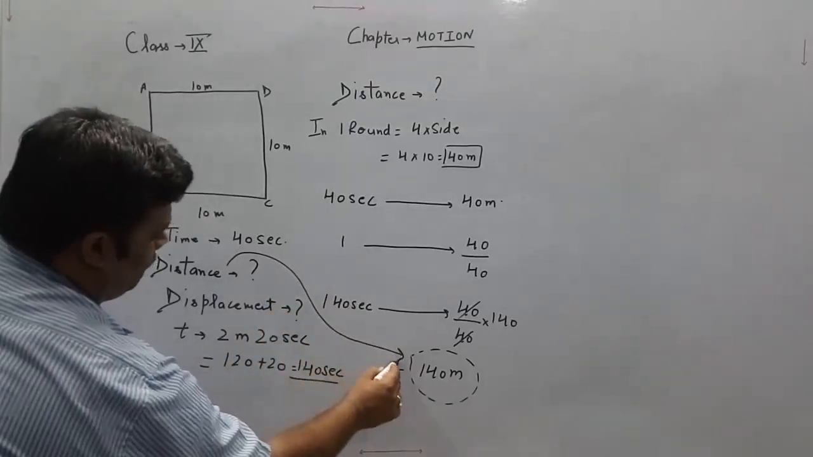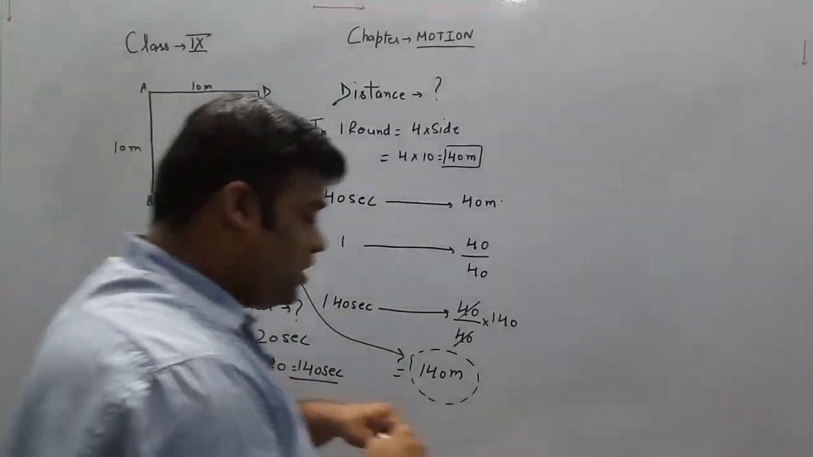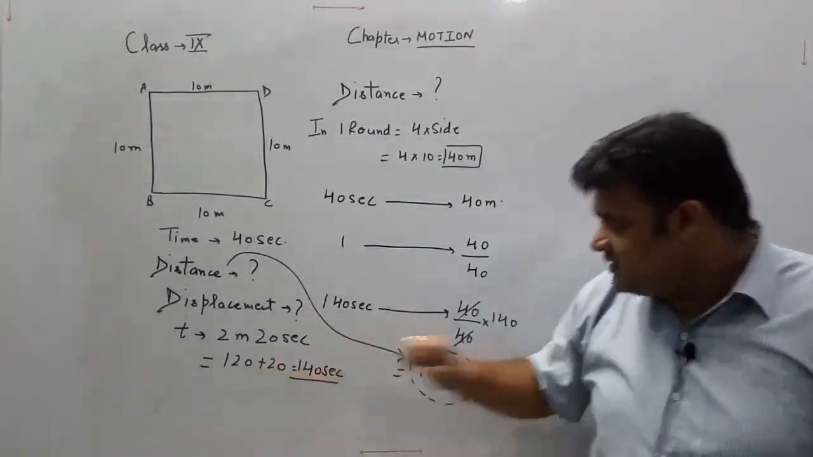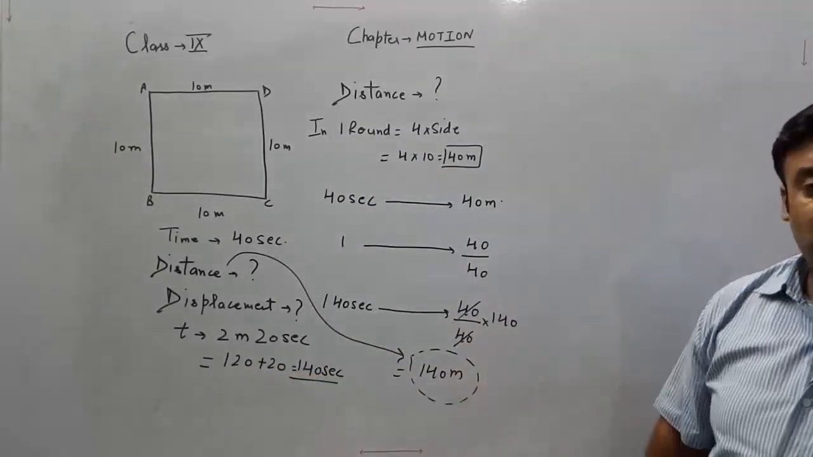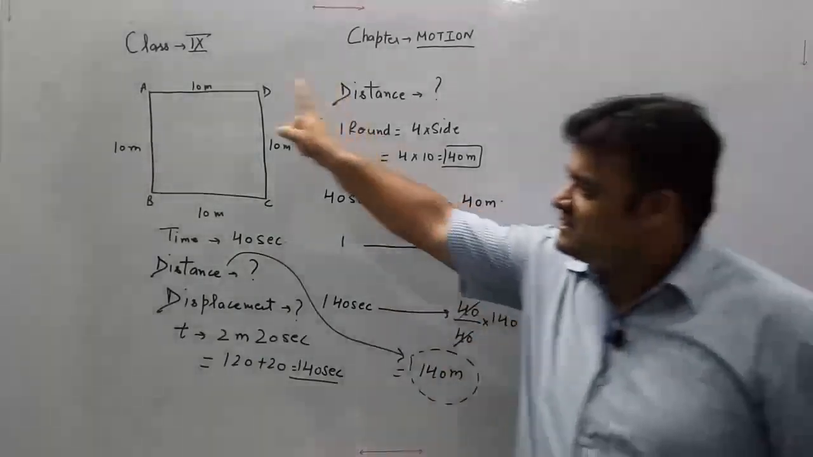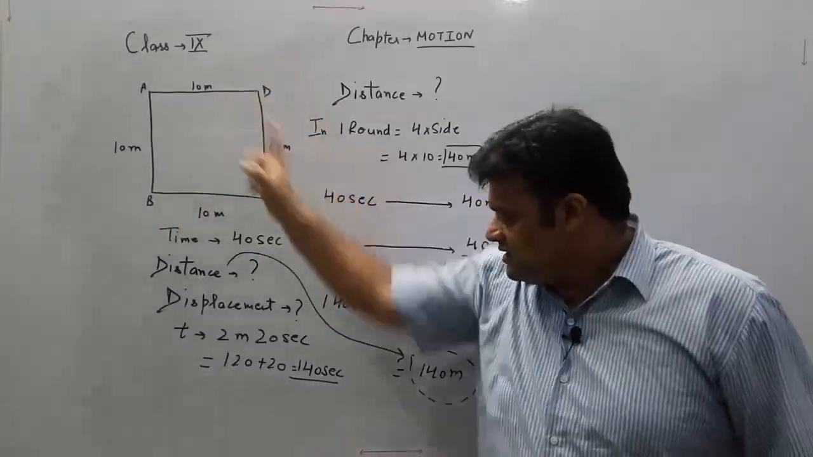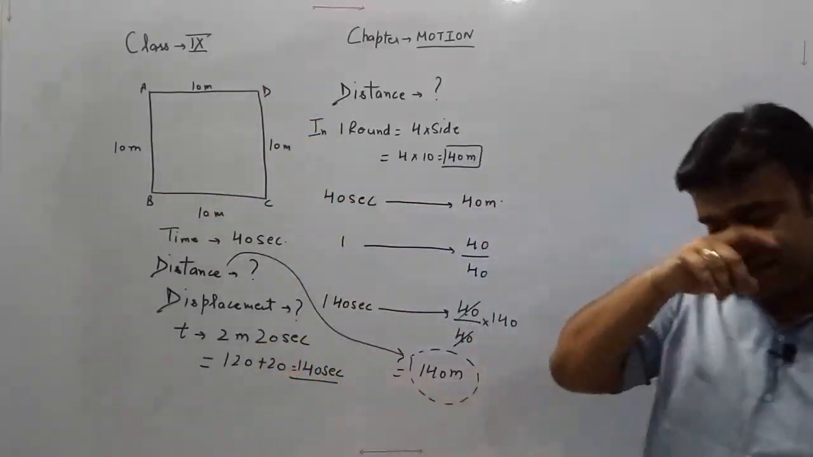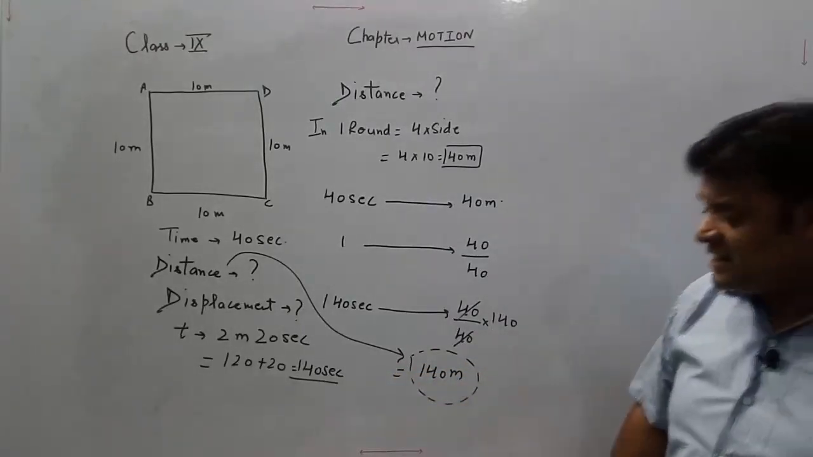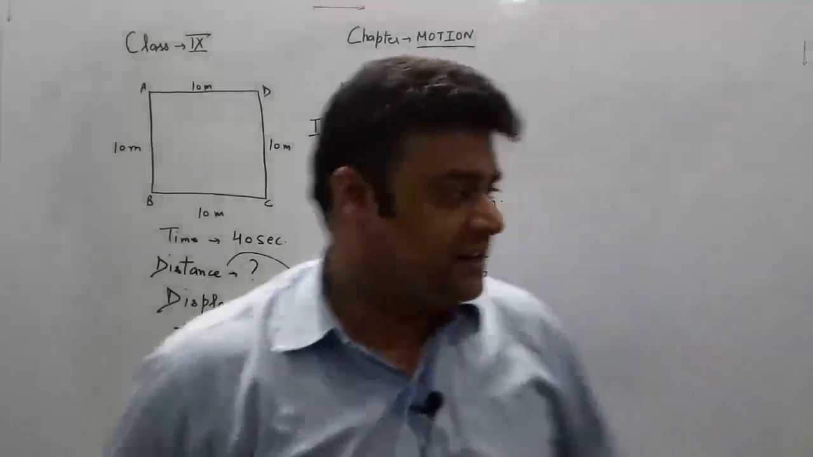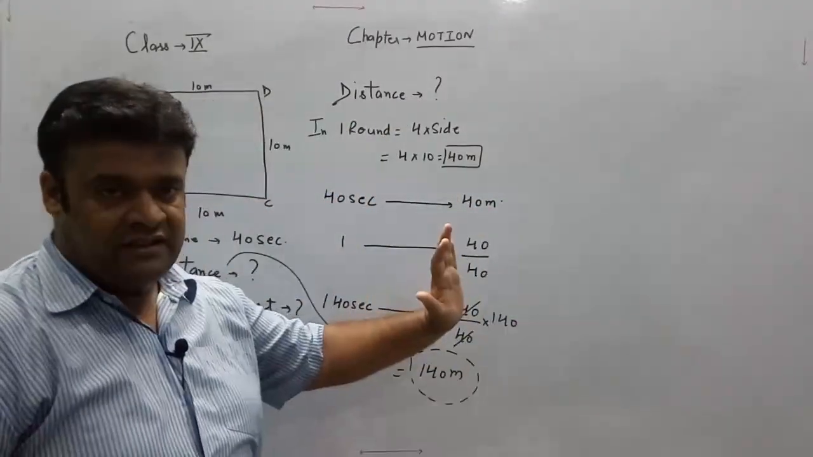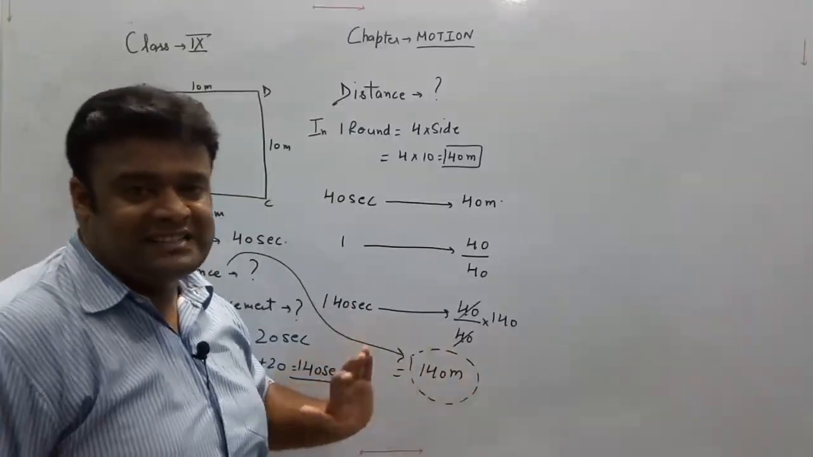will be 140 meters. So after 2 minutes and 20 seconds, that is 140 seconds, that person will cover 140 meters. This is the value for total distance covered by that person after 2 minutes and 20 seconds or 140 seconds. Now in the second case, we have to find displacement. What will be the displacement of that person after 140 seconds?